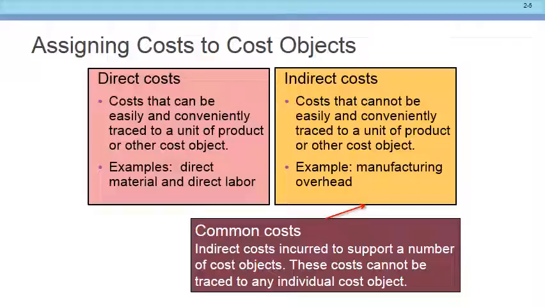So we can see that we have indirect cost. We have our cost that cannot easily be traced. And they give us an example. Here's manufacturing overhead. We also had in our example what? Indirect labor and indirect materials, didn't we? Okay, so it could be any of those. Labor, materials, and then these basic standard overhead costs, like the rent and that sort of thing.